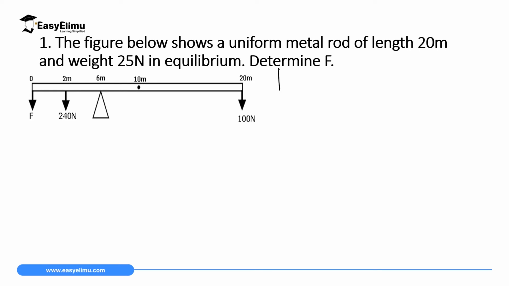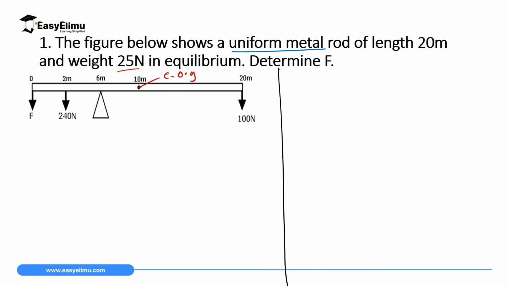So the question reads, the figure below shows a uniform metal rod of length 20 meter and weight 25 Newton in equilibrium. Determine F. The first thing that we need to take care of here is that the metal is uniform. Uniform means its weight is evenly distributed, so its center of gravity will be at the midpoint of this metal rod. If its length is 20 meter, then at its midpoint, that is 10, that's where we have the C or G.